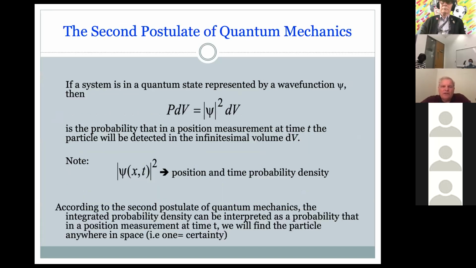The second postulate is actually linking this wave function to probability. The wave function is a complex number, so you have to take the absolute value, square it, and it gives you the probability of being at a given point in a given state.